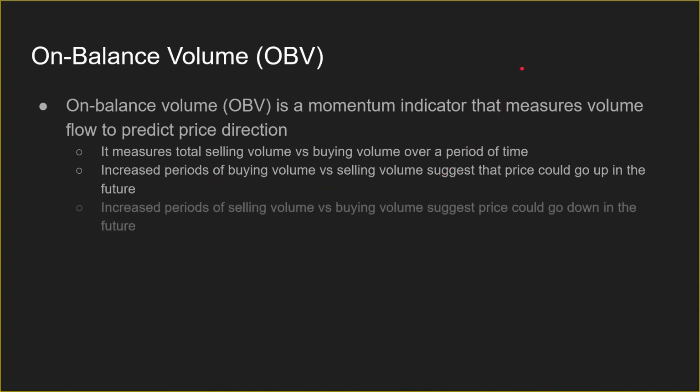Now, in contrast, increased periods of selling volume versus buying volume suggest that price could go down in the future. If you think about it, demand for the asset is decreasing. People are wanting to sell. There's more people selling than are actually buying. That is an indication that prices could go down in the future.